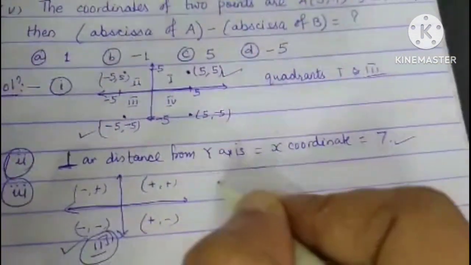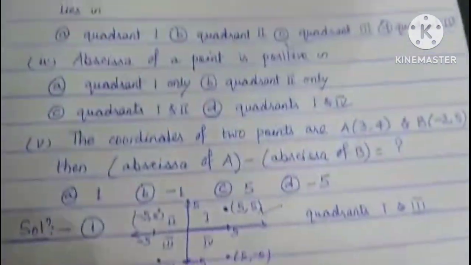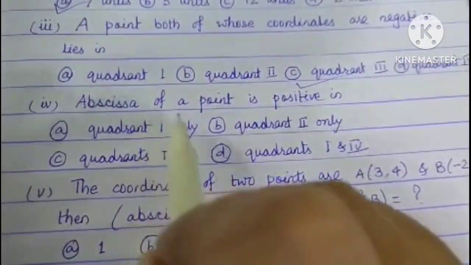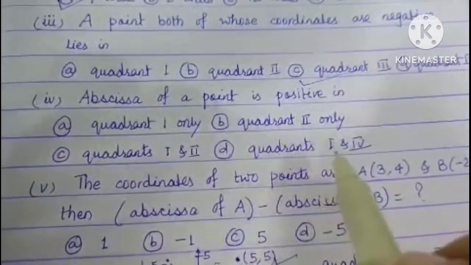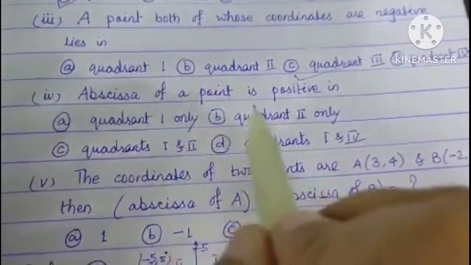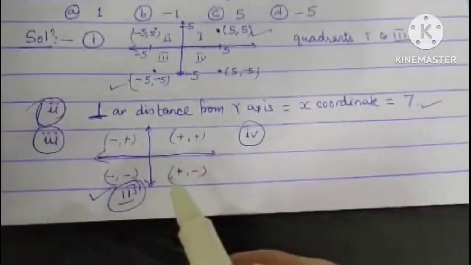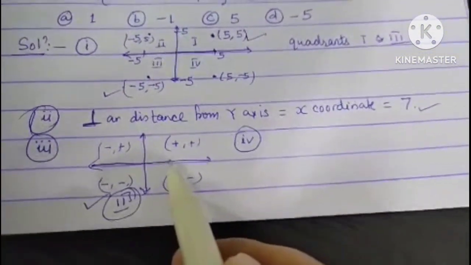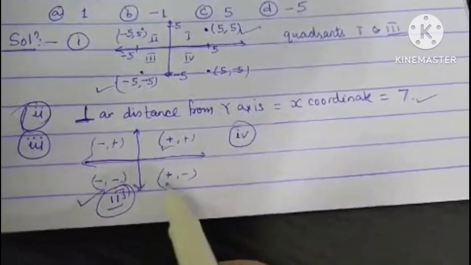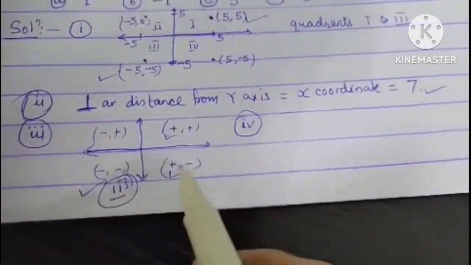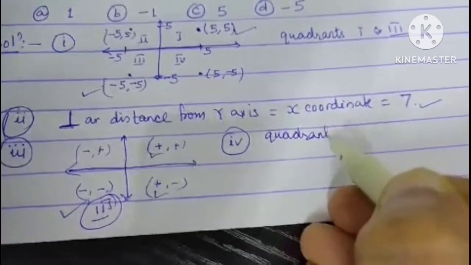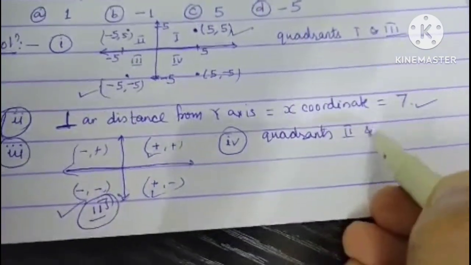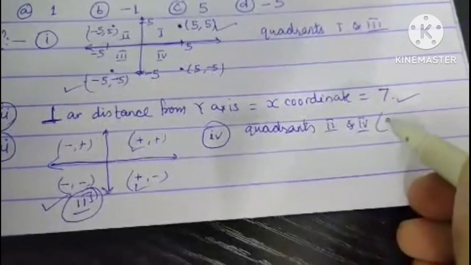Okay. So let's do the 4th question. Abscissa of a point is positive in quadrant 1 only, 2 only, 1 and 2, quadrants 1 and 4. Abscissa of a point is positive. We can tell from this one. Abscissa means x coordinate, positive here and positive here.